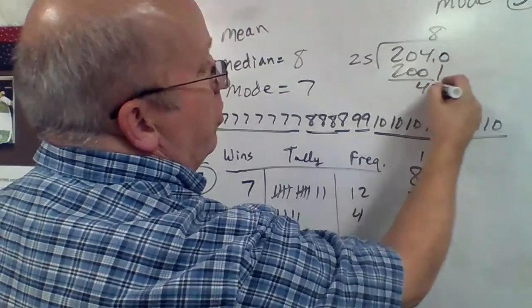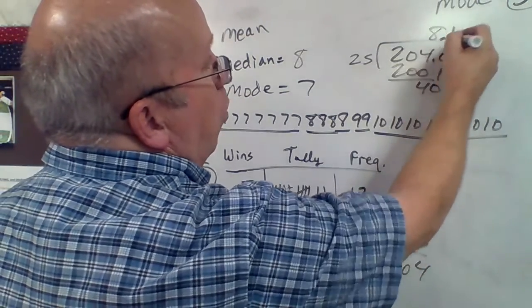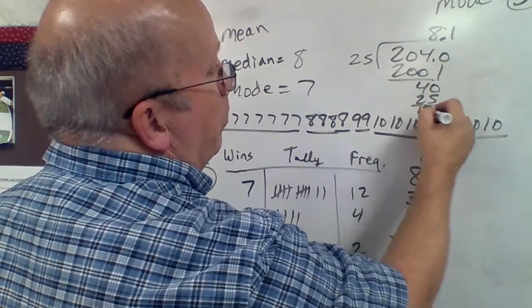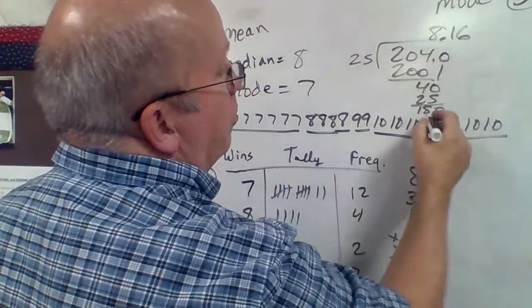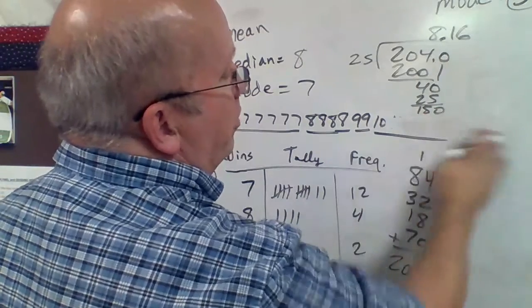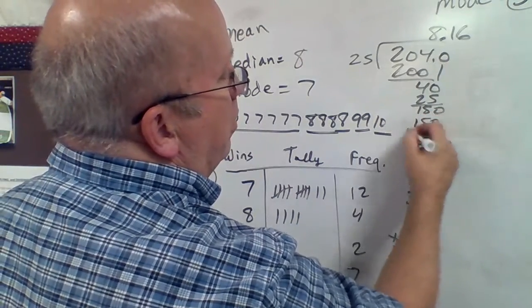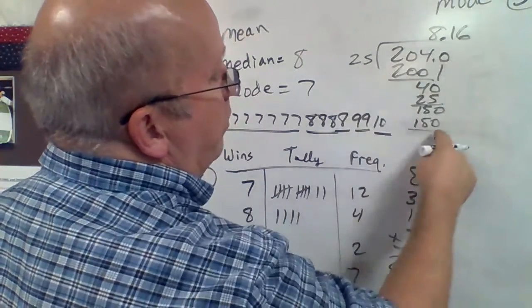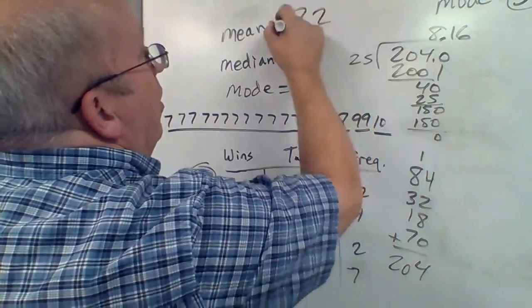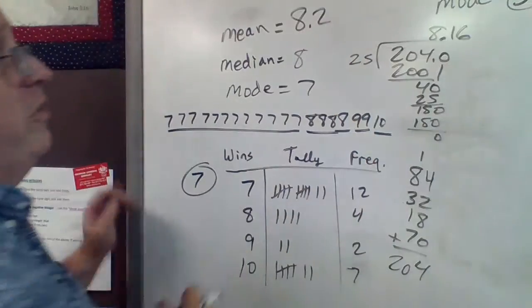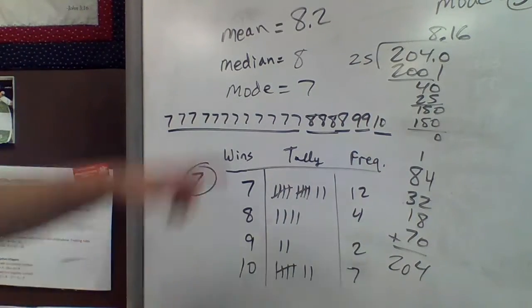Let's bring down a 0. It goes into this 1 time with a remainder of 150. And it goes into this 6 times. And it's exactly 6 times. Sorry, but it equals 150. 6 times 25 is 150. So we get this. If we round that to tenths, that's 8.2 when we round it to tenths. So there's our mean, median, and mode.